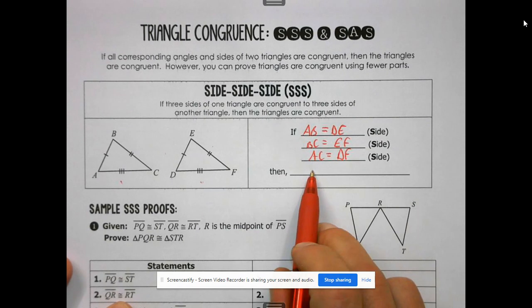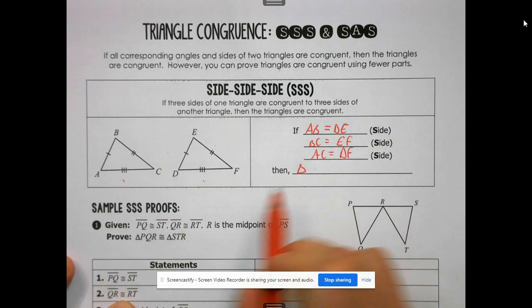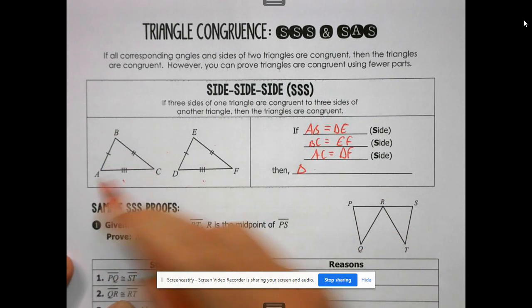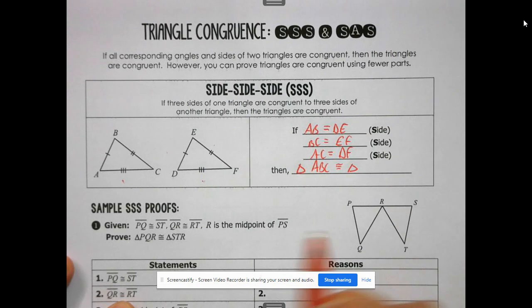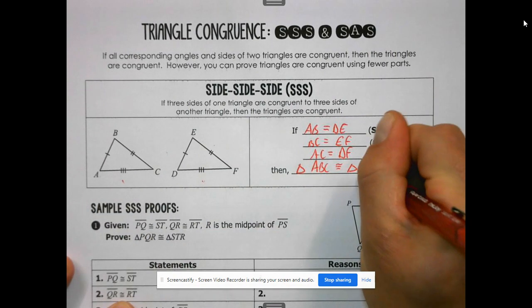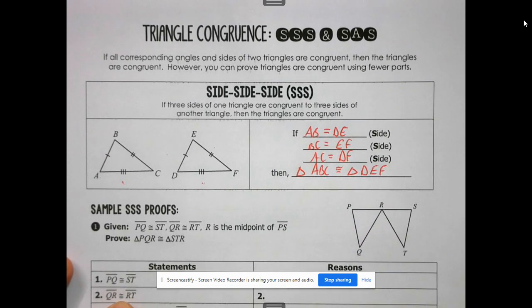So this is where you write your congruency statement from a few lessons ago. First triangle you can put in any order you want. I'm just going to go ABC. The second one, you have to match them up. Angle A matches with D, B matches with E, and then C matches with angle F.